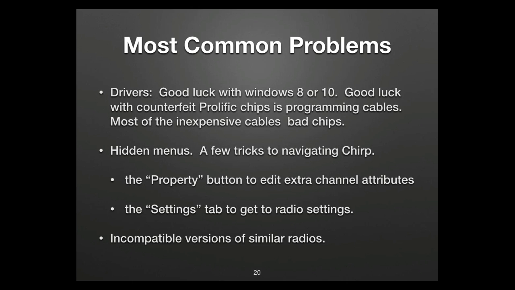Hidden menus, like I already showed you a couple of tricks in navigating CHIRP, such as the property button to edit extra channel attributes and the settings tabs to go into the settings. There are also sometimes two very, very similar radios, but they're incompatible with each other, and usually the developers try to solve that problem if it comes up. But unless somebody says, hey, this doesn't work, the developers in general don't know what's going on.